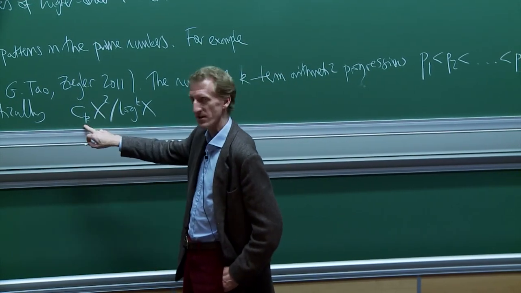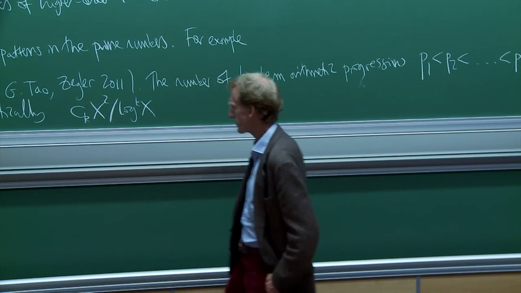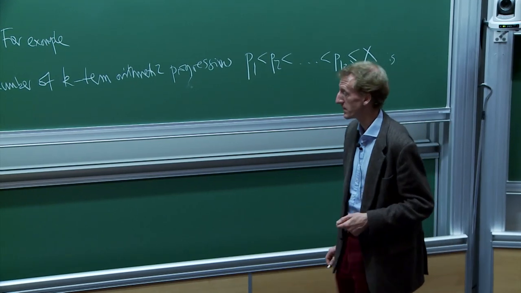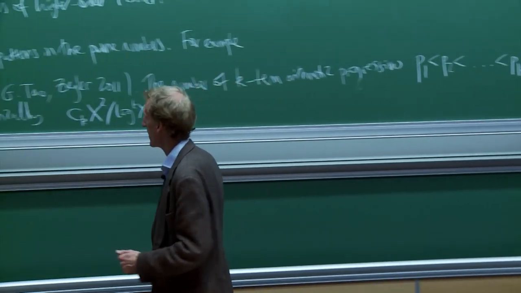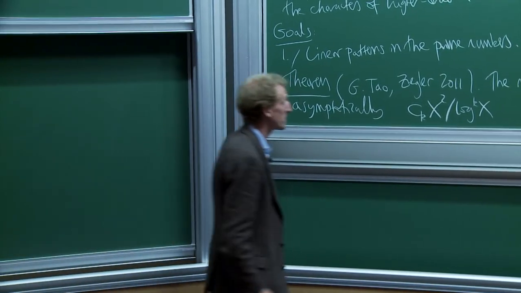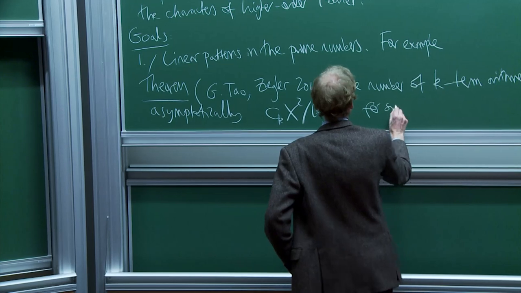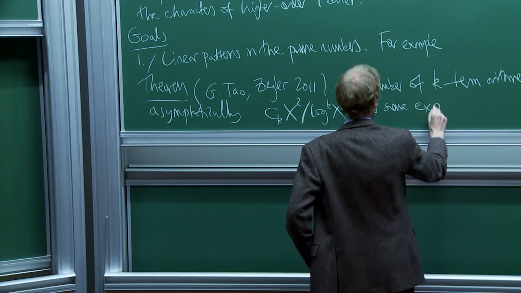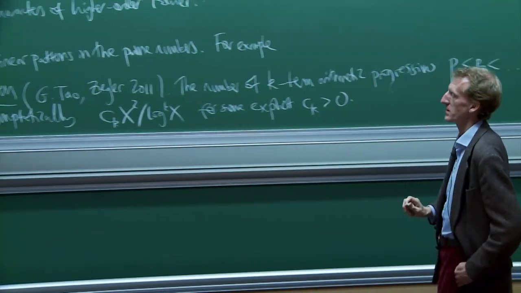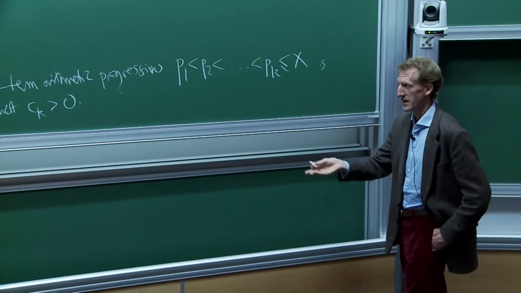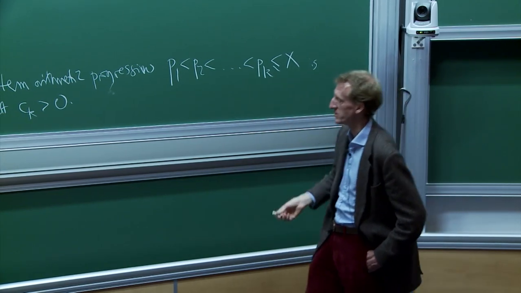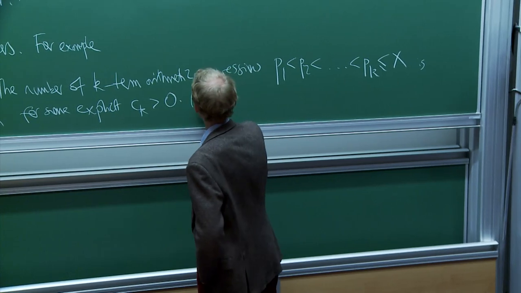And then there's an arithmetic factor here, which deals with the fact that prime numbers are usually odd and don't tend to be divisible by 3. So it's asymptotically this, for some explicit constant c_k greater than or equal to 0. And actually, I'll state later on a more general theorem. This is not just a theorem about arithmetic progressions. So there are much more general patterns.